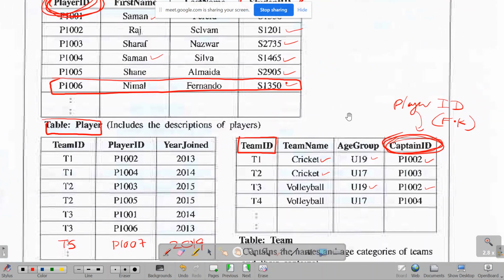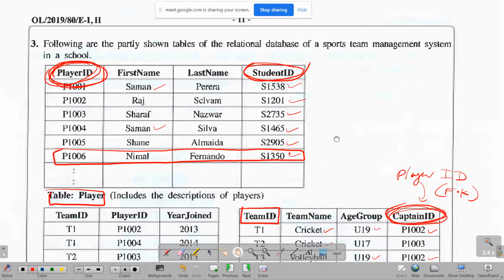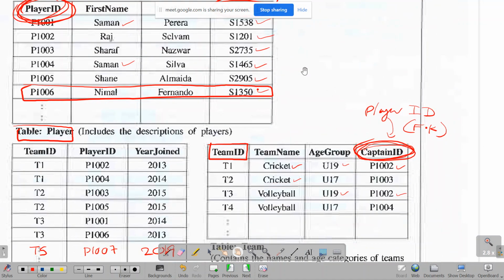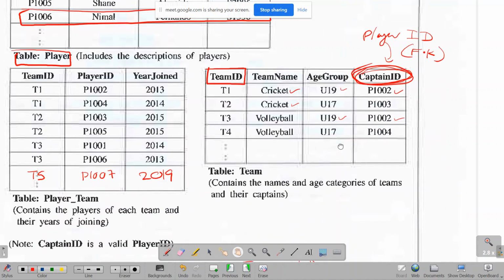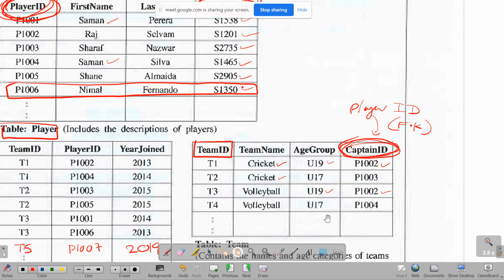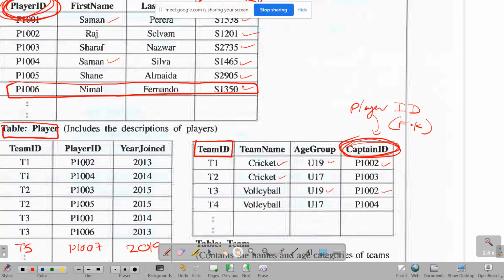Now, if we assign a captain, a captaincy, it needs to be updated over here in the team table. That means over here. So like earlier for the volleyball, it was P001 that was the one, right?